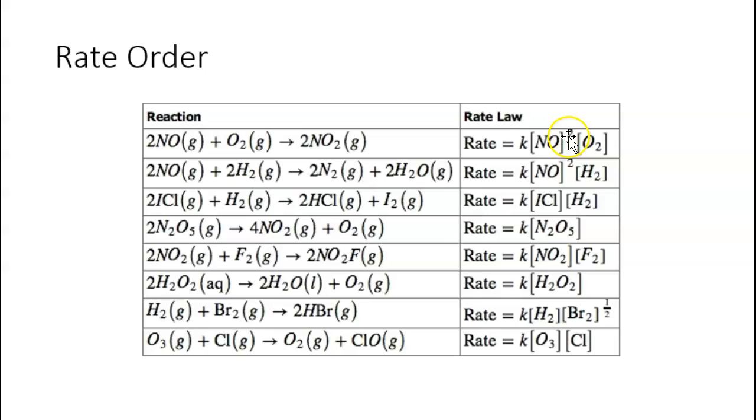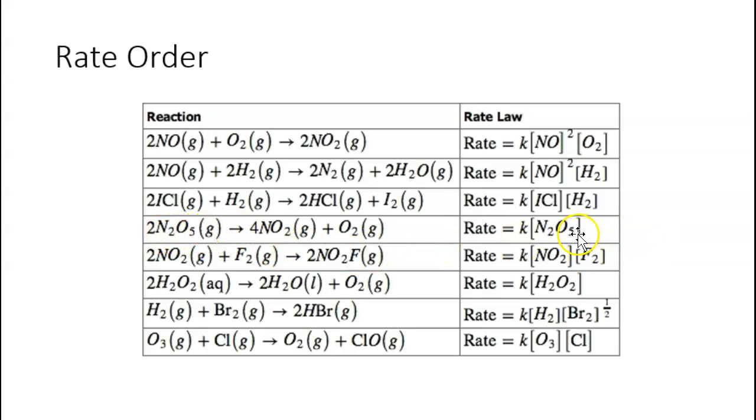Now, it's just a coincidence that the coefficient on the NO is a 2 here and the exponent is a 2. That's not necessarily going to be the case. Look at the second one. We have a coefficient of 2 on the NO and a coefficient of 2 on the H2. The reaction is second order with respect to NO, but only first order with respect to the H2. So the coefficient, again, does not stipulate the order. In this one, it's linear in both reactants. So first order with ICl, first order with H2.